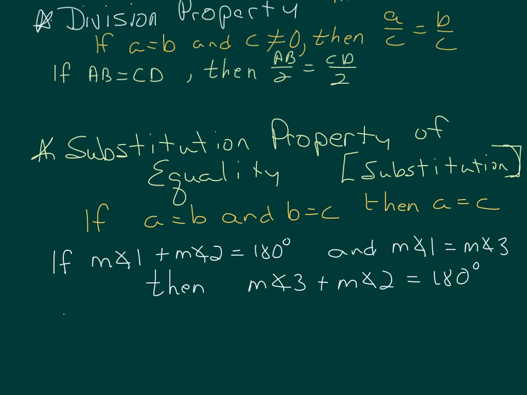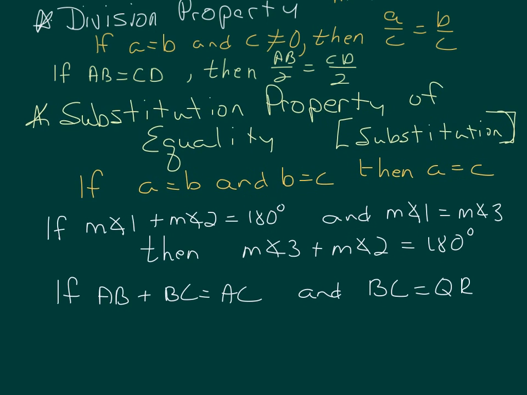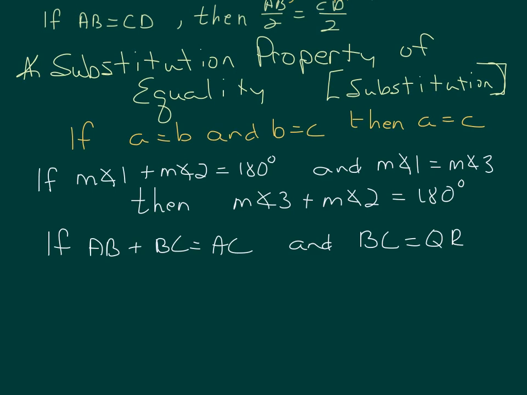We could also say if the measure of segment AB plus the measure of segment BC equals the measure of segment AC, and you know that the measure of segment BC is equal to segment QR, then we can substitute. So we have our conditional statement, then the measure of segment AB plus the measure of segment QR equals the measure of segment AC. So that is your substitution property of equality.